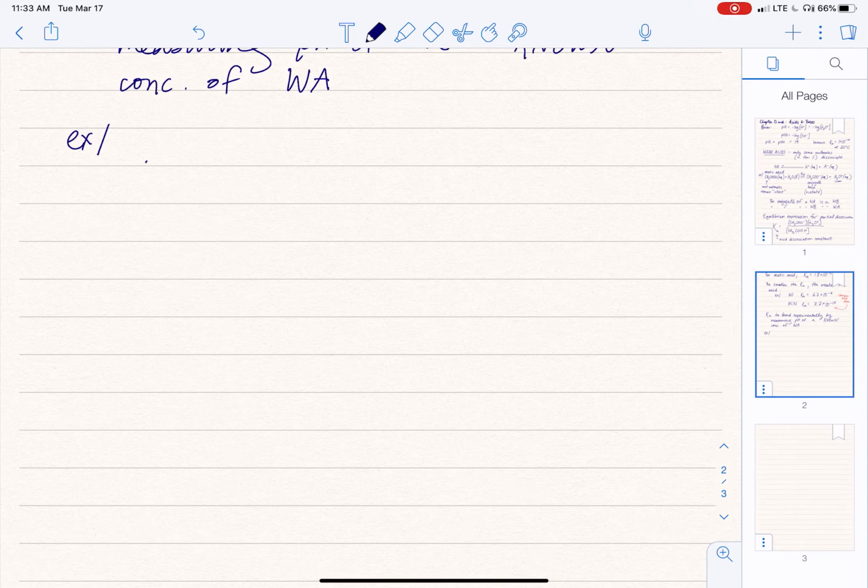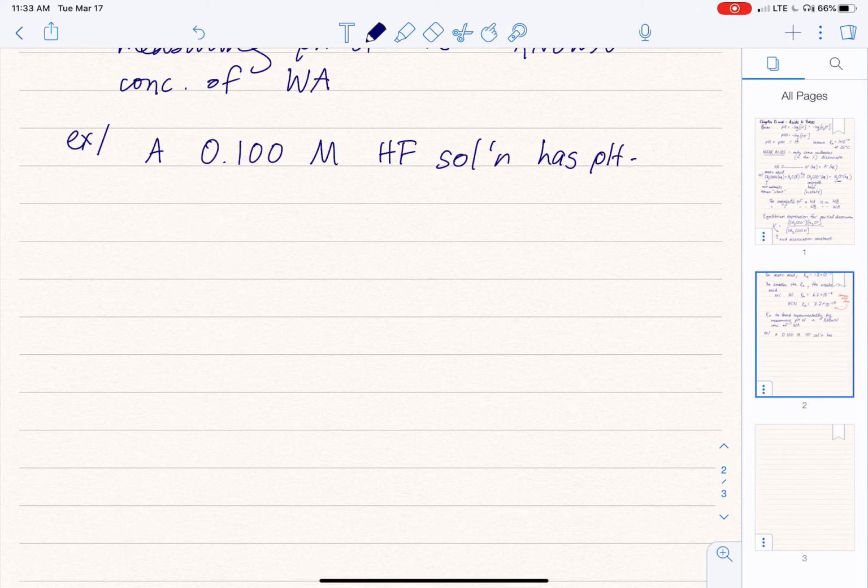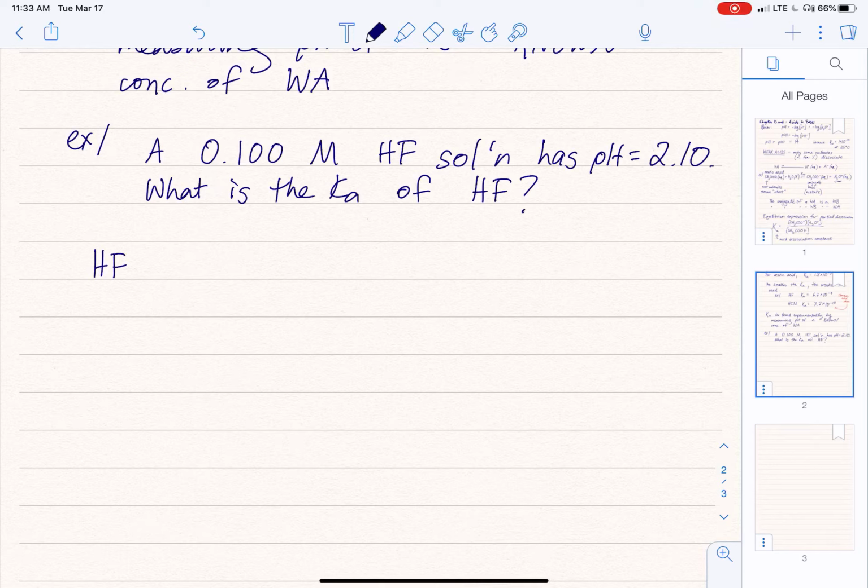Let's take hydrofluoric acid. I'm going to say that a 0.100 molar solution of hydrofluoric acid has a pH that we measure with a pH meter to be 2.10. What is the Ka of HF, hydrofluoric acid? This is a classic kind of weak acid question. And the way that you should approach these problems is always, always, always, always write down the reaction for the dissociation of HF in water.